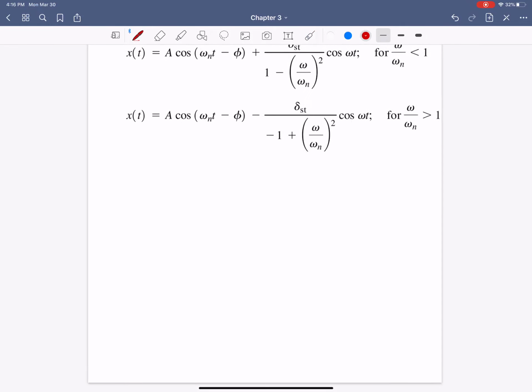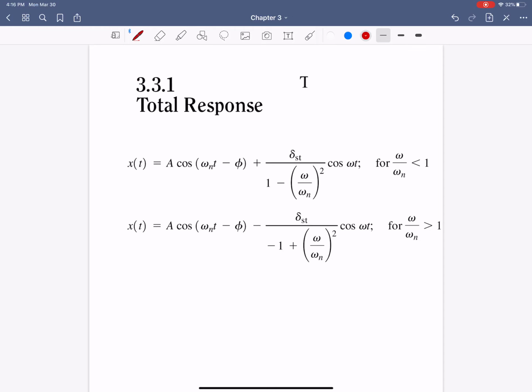Okay. And this is our familiar homogeneous solution without damping. And then here's our particular solution, and this is for omega over omega n less than 1. And then here it is for omega over omega n greater than 1.